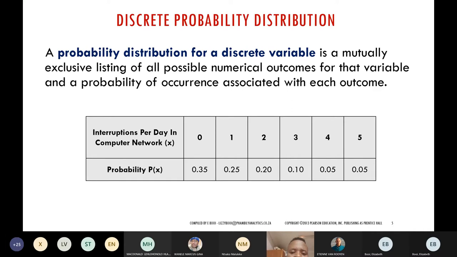With the frequency, we are able to calculate this probability, or we can call it the relative frequency, as we did with the frequency distribution table. In this instance, we call it the probability. This is the probability, 0.35 or 35%, that there will not be any interruptions per day.